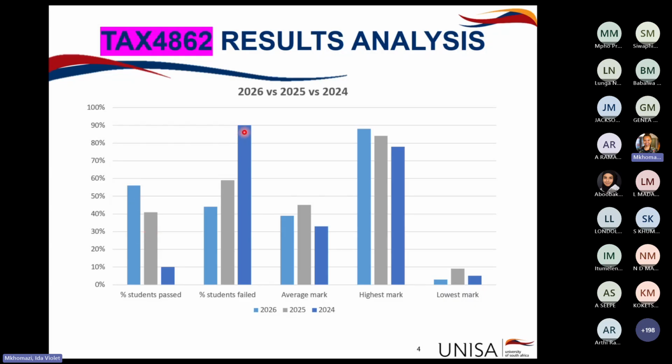And inversely, since we are seeing an increase here, it means that we will see a decrease in the number of students that did not pass. When we look at the average mark, it has been a bit steady, although it did decrease from the previous year. The average mark for this year was sitting at about 39%, so there's a bit of improvement that we need to do there. On the highest mark, I think it was sitting at about 88%. So congratulations to that student who obtained the highest mark, and we have the low mark of 3%.